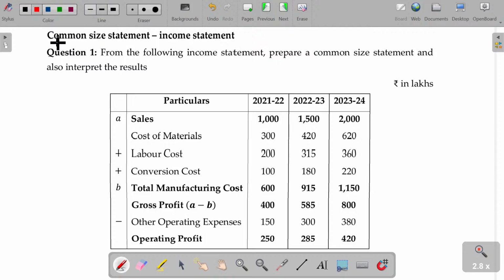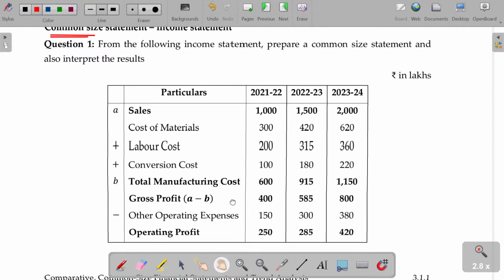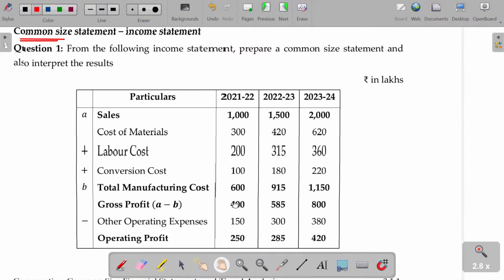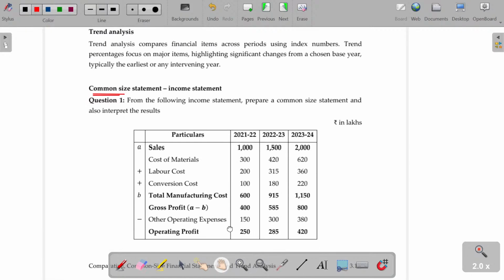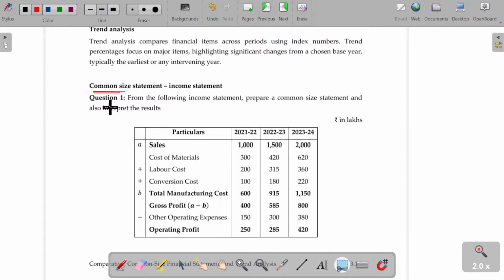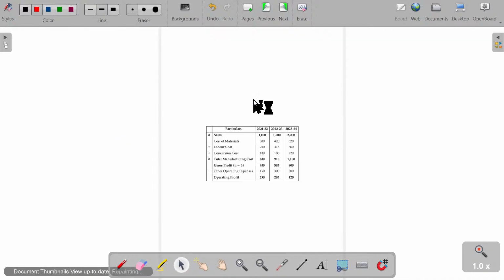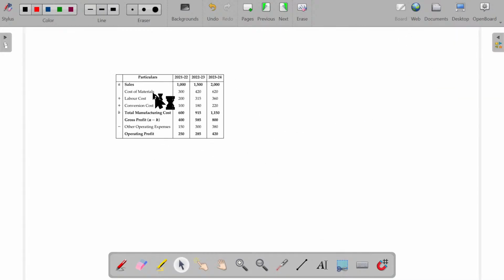So, common size statement. From the following income statement, prepare a common size statement and also interpret the results. Okay, common size. Clear? Common size is nothing but converting the data with a common number, probably percentage, that's all.